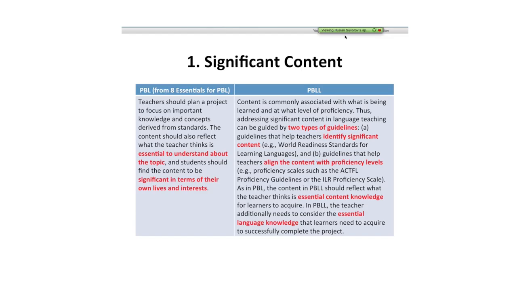So in PBLL, project-based language learning, content is usually associated with what is being learned and at what level of proficiency. So when we address content in language teaching, the idea is that we can be guided by 2 types of guidelines. The guidelines that can help us teachers to identify significant content, such as the World Readiness Standards for Learning Languages that I've mentioned earlier, and also the guidelines that can help teachers align the content with the proficiency levels. An example of this would be the ACTFL Proficiency Guidelines or the ILR Proficiency Scale.